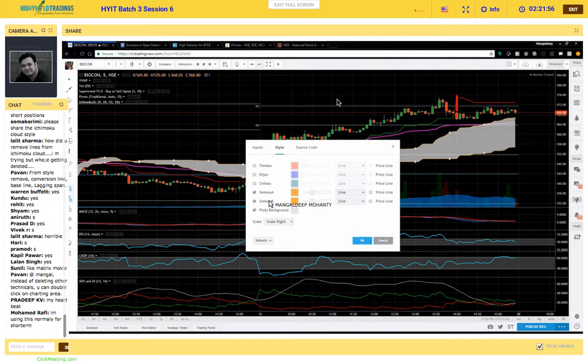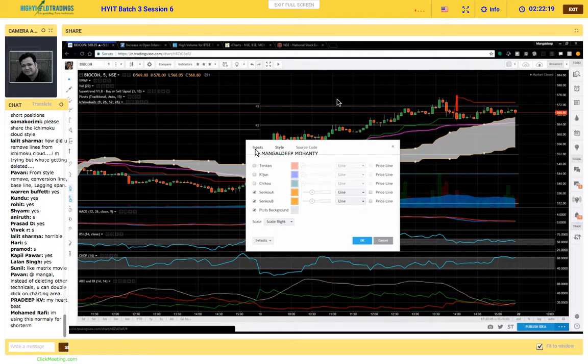So these are the settings which I have changed to get a better visibility of the Ichimoku cloud. This is the best that I can get. If you have anything that can be better, you can do it. Nothing to worry about. Please give me some time. Let's not rush ourselves.